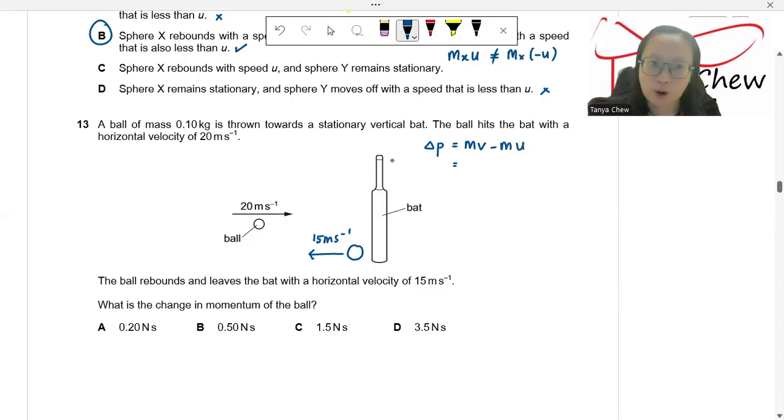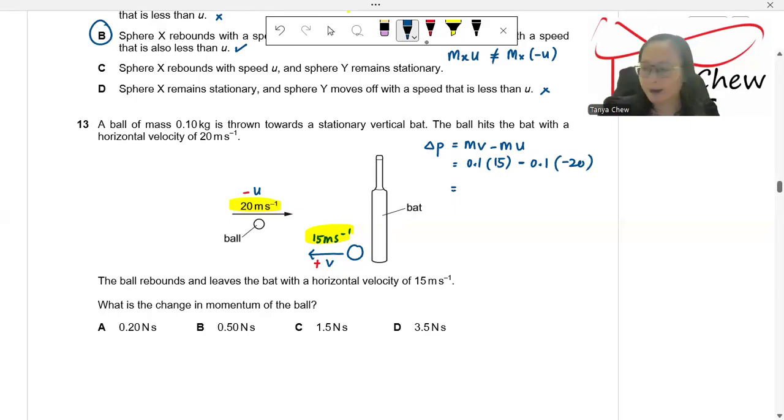The mass of the ball is 0.1 kilogram, so I don't have to worry about that. But you have to bear in mind, this is the final velocity, and this is the initial velocity. Velocities are vector quantities, therefore you need to consider the direction. I will consider to the left as positive, therefore to the right, we'll take negative. So I will put 0.1 times positive 15, minus 0.1 times negative 20.